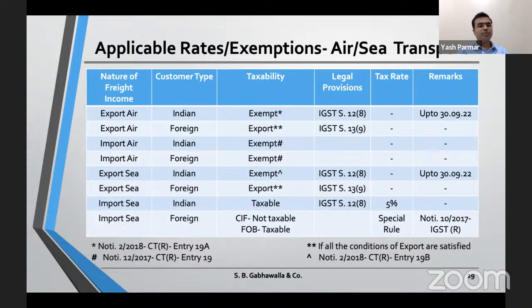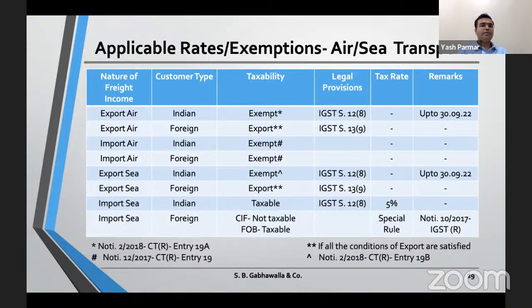Second last scenario, goods are imported by sea and the customer is an Indian customer. Now this will be treated as a taxable transaction and the applicable GST rate is 5%. Last kind of scenario where the goods are imported by sea, the customer is a foreign customer.